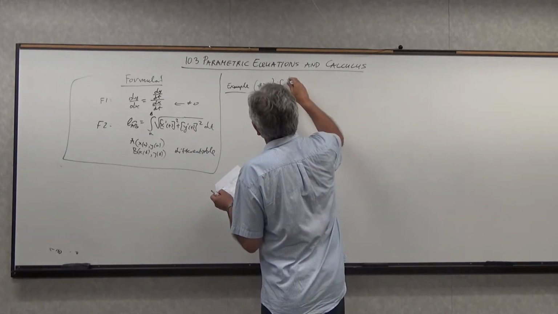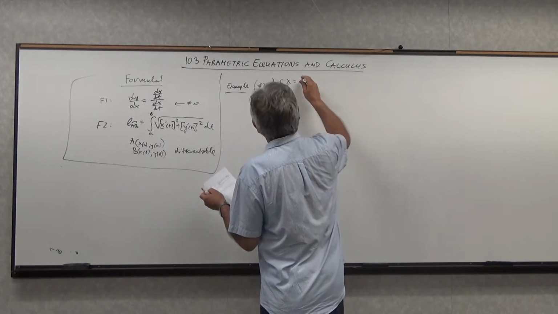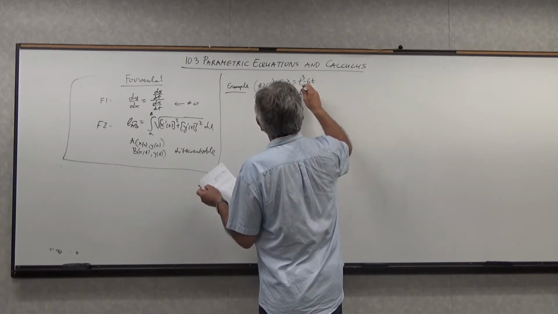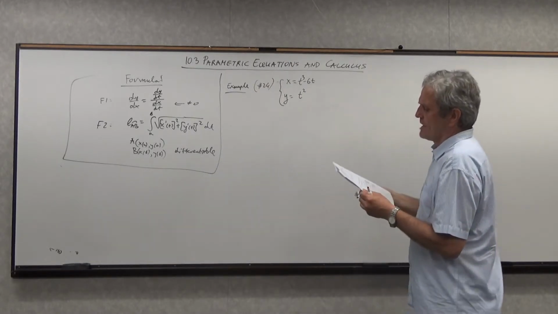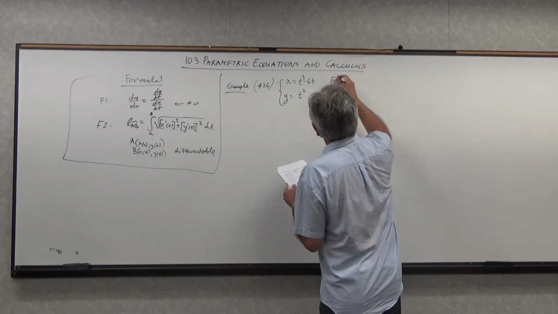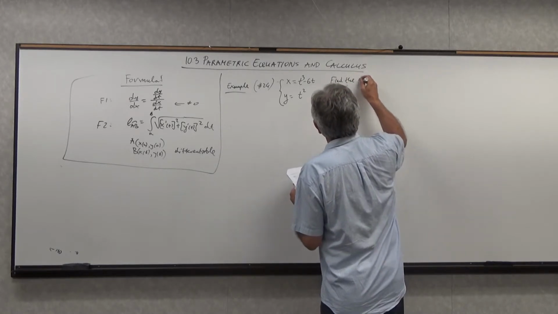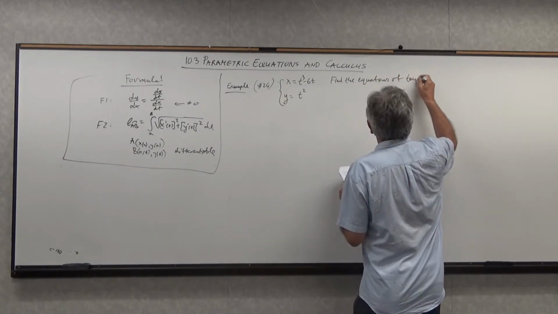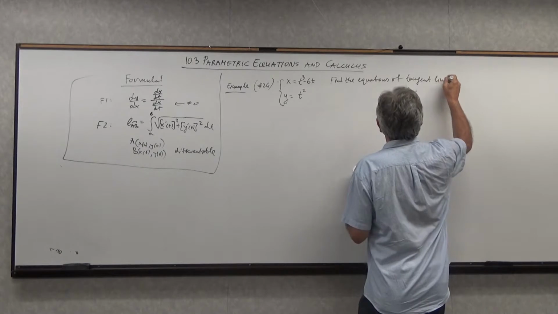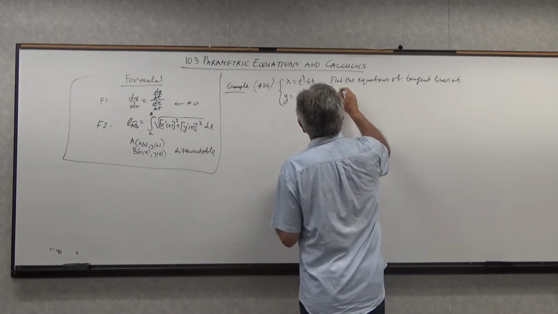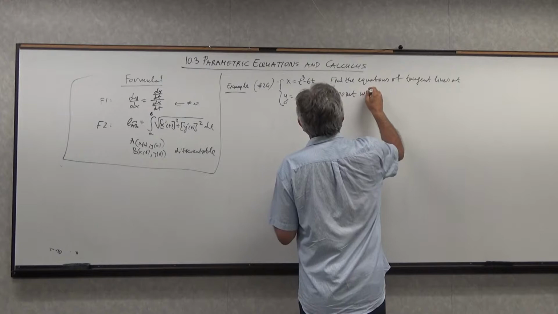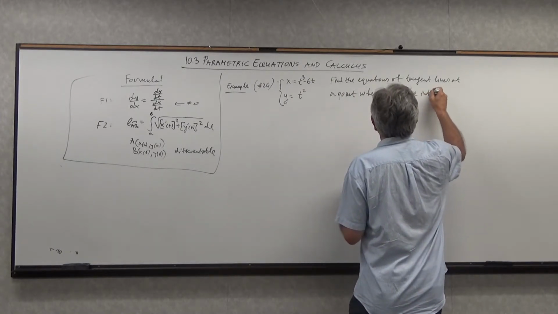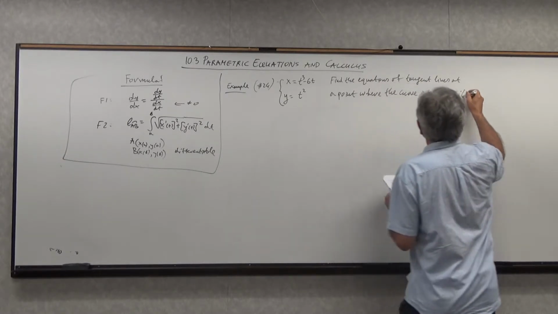The curve is given parametrically. X equals t cubed minus 6t. Y equals t squared. It says, find the equations of tangent lines at a point where the curve intersects itself.